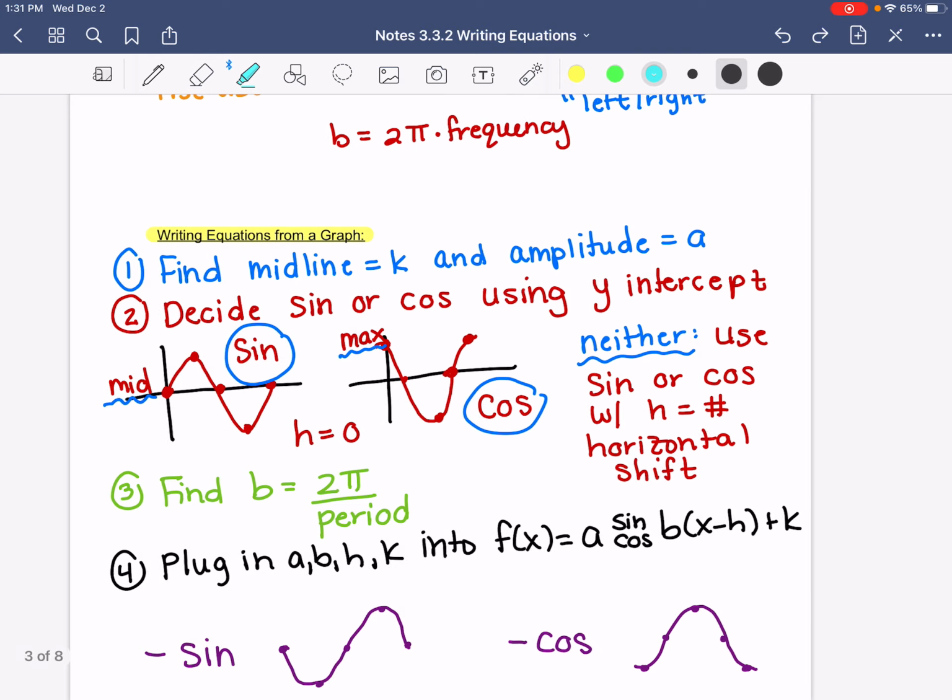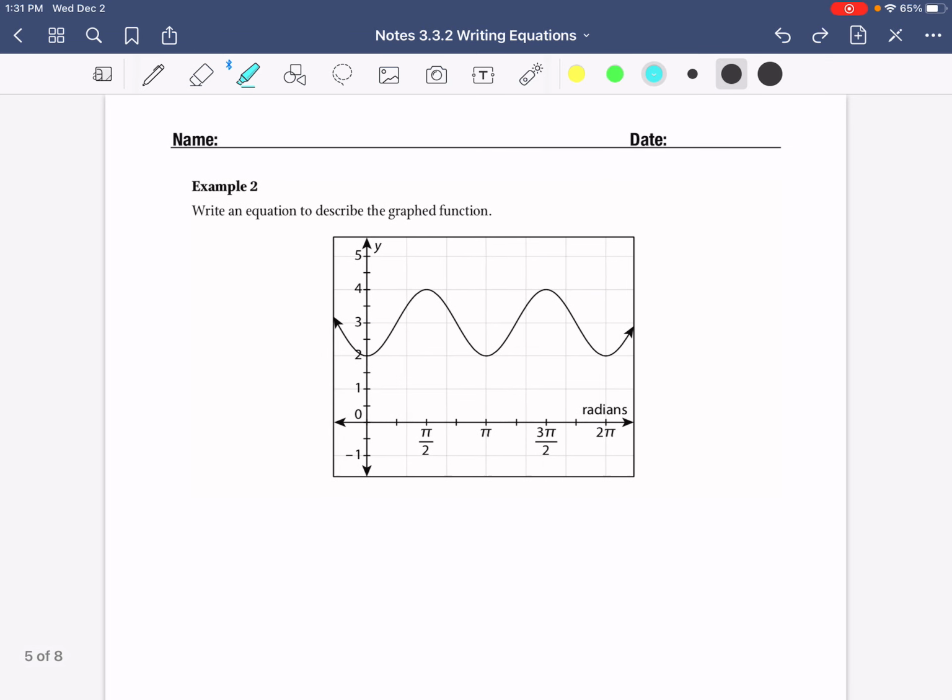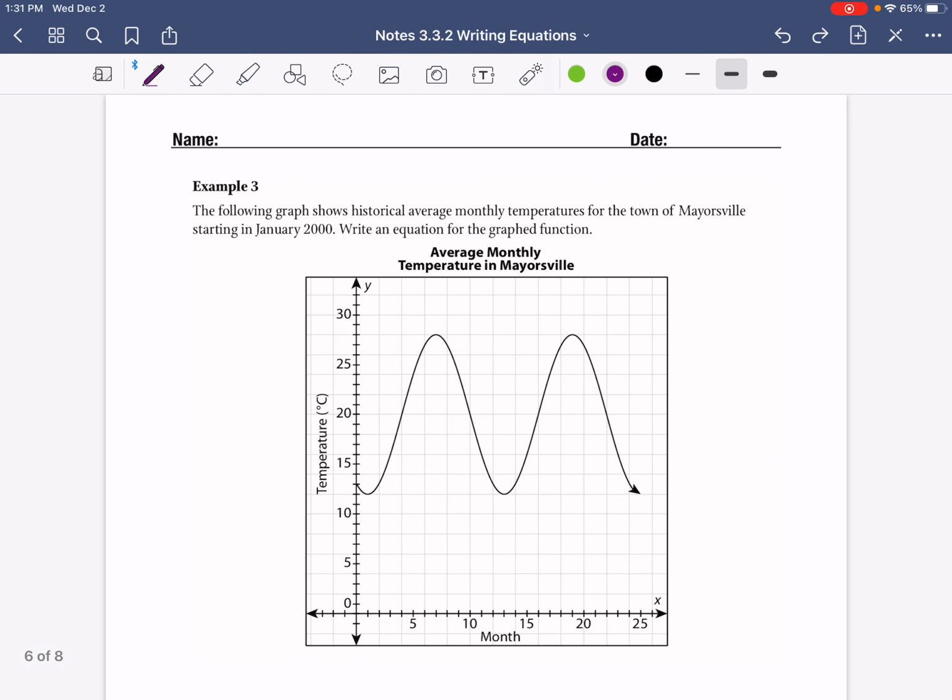We're going to do 2 more examples, and we're going to go out of order. I'm actually going to do example number 3 first. It's on page 99, and then I'll go back and do example 2. Example 3 says the following graph shows historical average monthly temperatures for the town of Mayersville starting in January 2000. Write an equation for the graphed function.